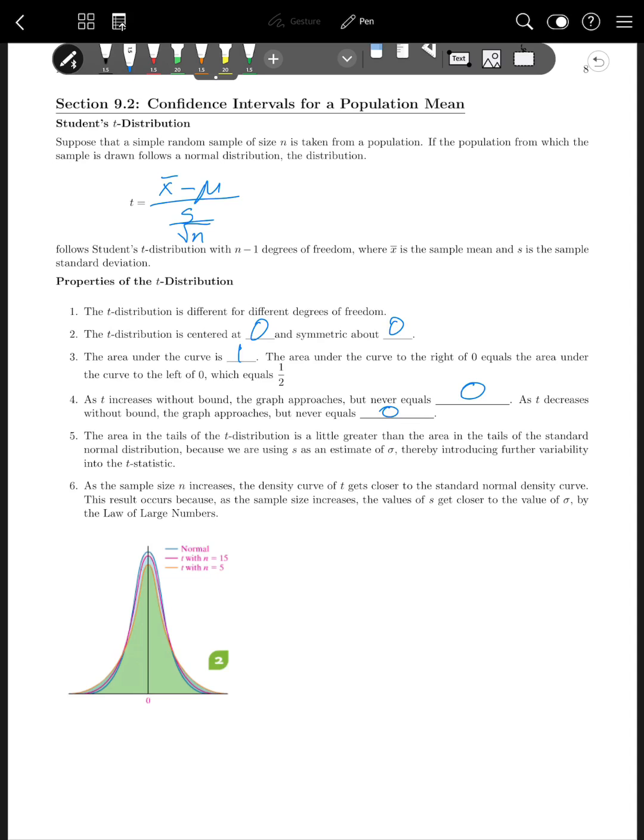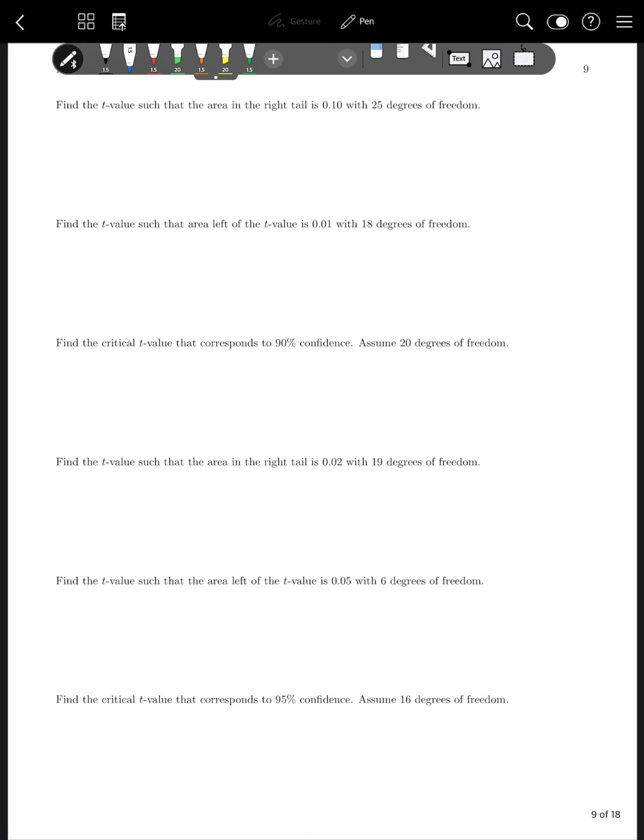The area in the tails of the t distribution is a little greater than the area in the tails of the standard normal distribution because we are using s as an estimate for sigma, thereby introducing further variability into the t statistic. So as I said earlier, s is a little bigger than sigma, so that means the graph's going to be a little wider, so a little more area in the tails. And as s gets really, really big, it's going to get closer and closer to sigma.